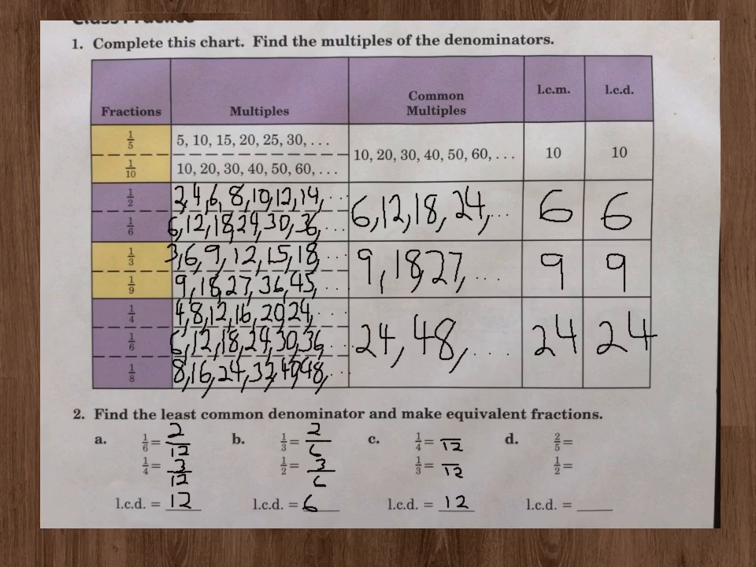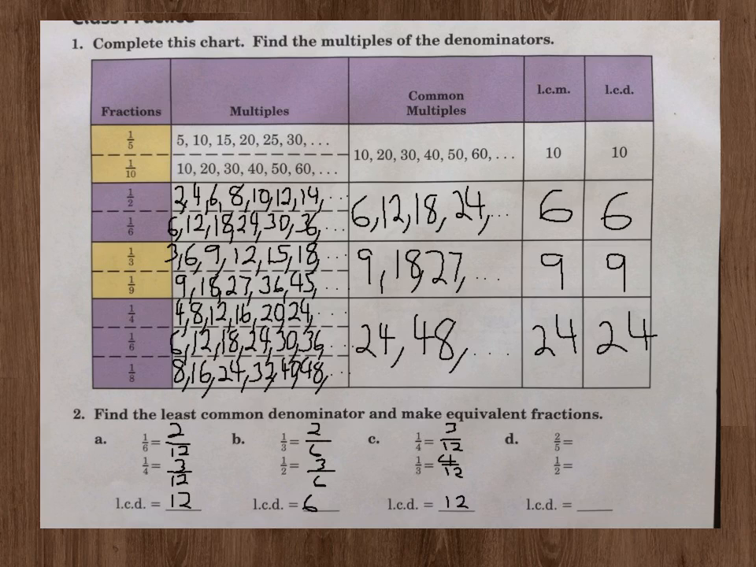4 times what equals 12? 4 times 3. So if we do it times 3, we do the top number times 3. 1 times 3 is 3. Okay. 3 times what equals 12? 3 times 4. So now we'll do 1 times 4, which is 4.